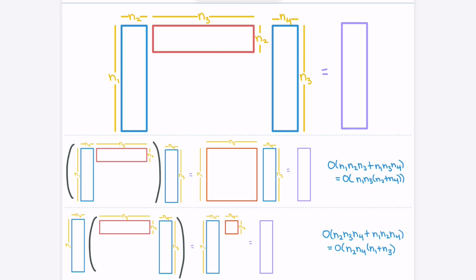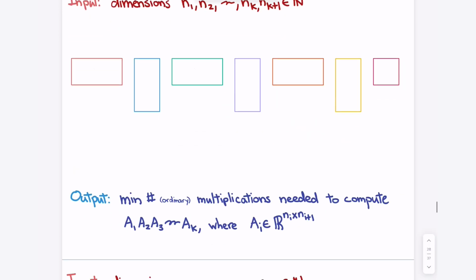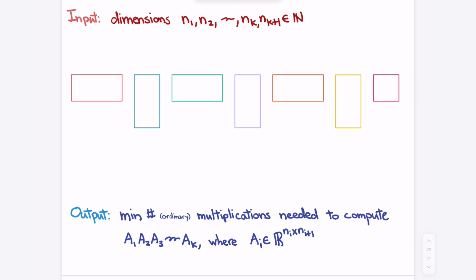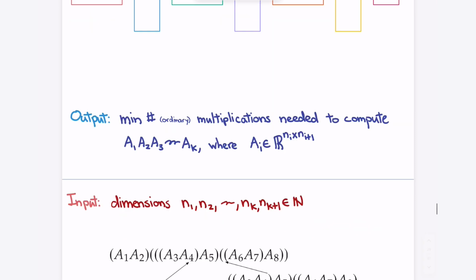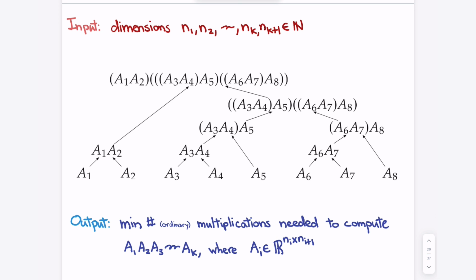So our goal is you're going to be given this sequence, a bunch of matrices, and you want to figure out how to put parentheses around things, multiplying two at a time, to minimize the total number of operations. So a solution might look something like this.